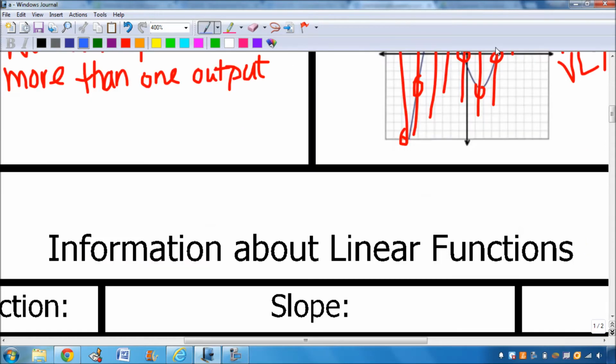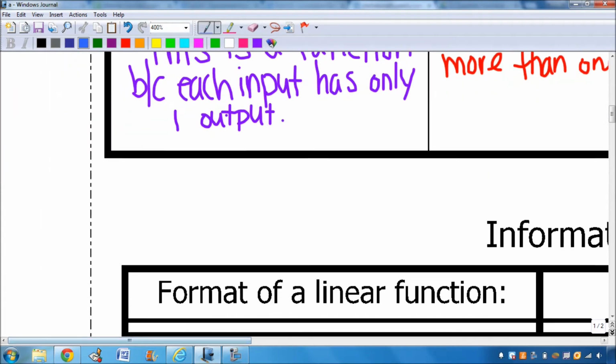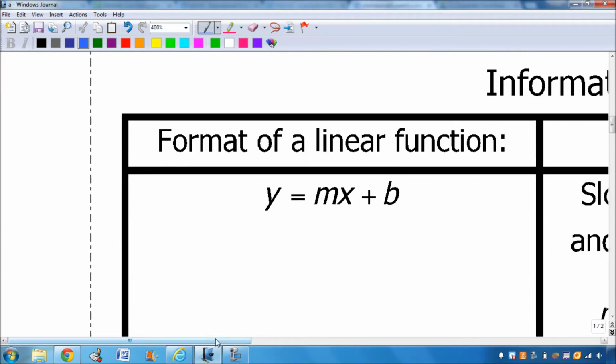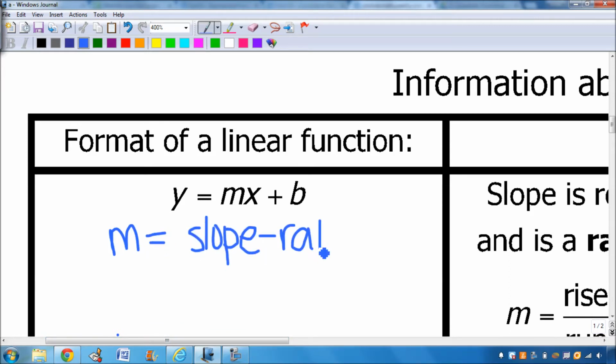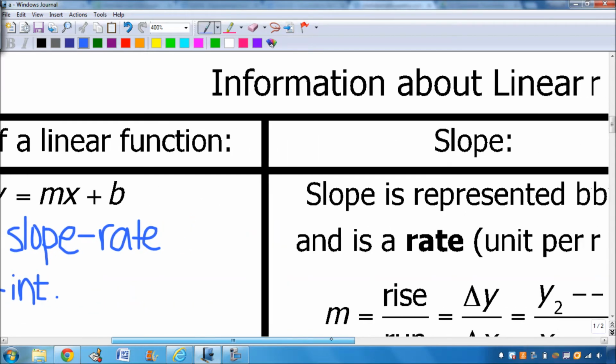Okay? All right, so now we can take a look at information about linear functions. There are 3 different things that you will see on your paper. The format of a linear function is always in the form y equals mx plus b, which you all know. M is your slope, but I want you guys to write down that it's a rate. And it's always going to be a unit per unit, and b is your y-intercept or your starting amount, okay? But it's all defined right here for you as well.